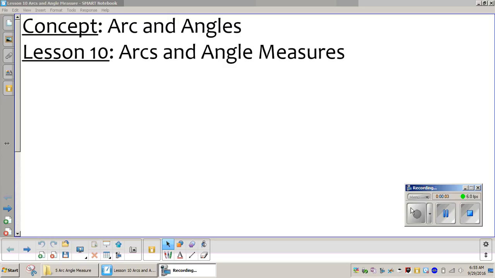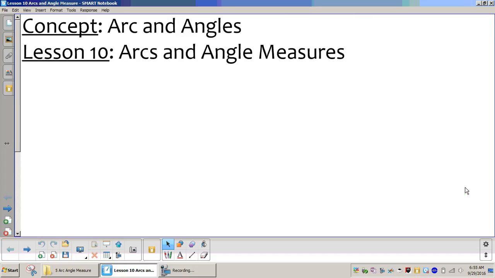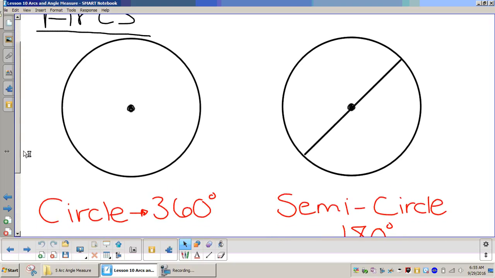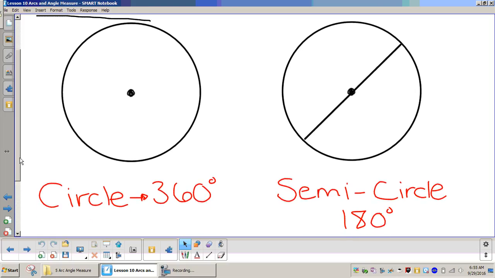Well, today we're going to talk more about circles, but this time we're going to get out of the coordinate plane and we're just going to talk about the shape that is a circle. So today we're going to talk mostly about arcs and angles that we can create in circles. And an arc is just a piece of this circle.